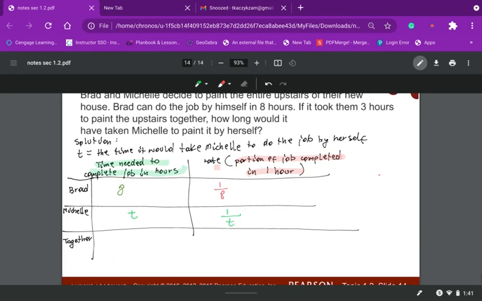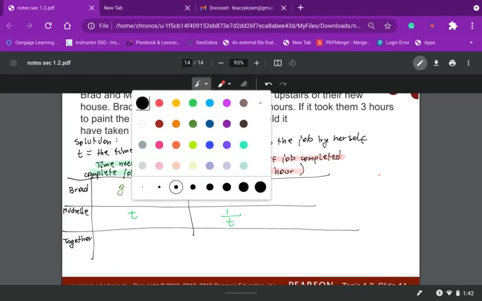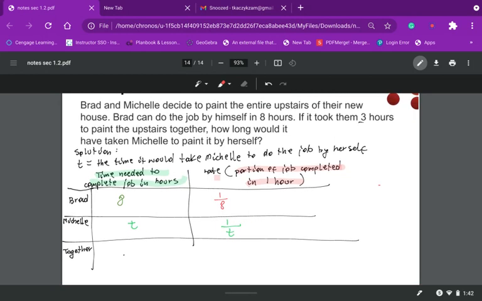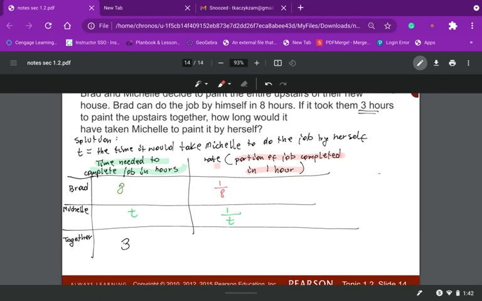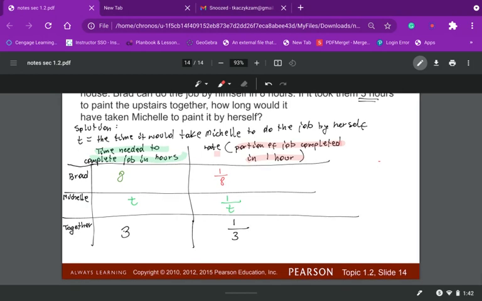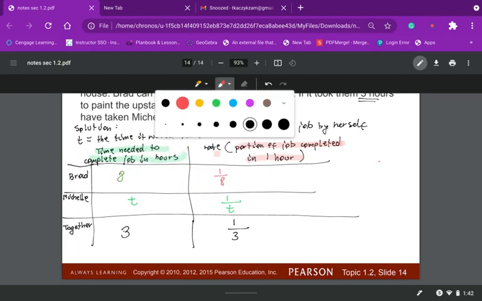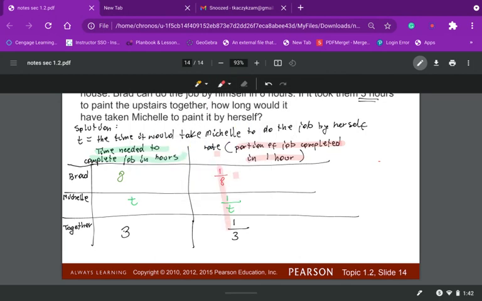Okay. And now when we're talking about working together, so together, we know that it takes them 3 hours to complete the job. But now when we're talking about portion of job complete in 1 hour, so amount of job which they can complete in 1 hour, that will be 1, because 1 hour divided by 3. So what will be our equation? Our equation will be your second column. Right here. This is our equation.